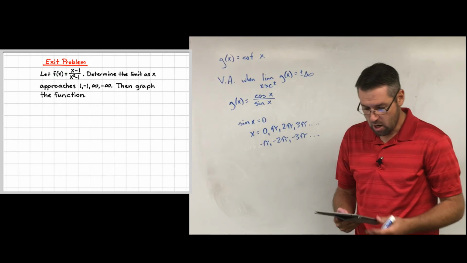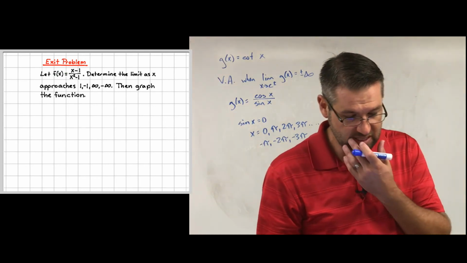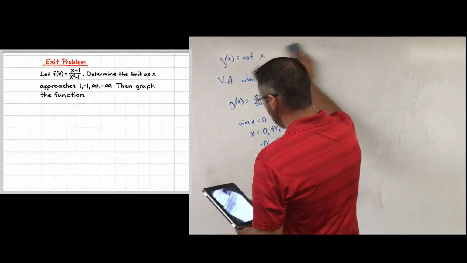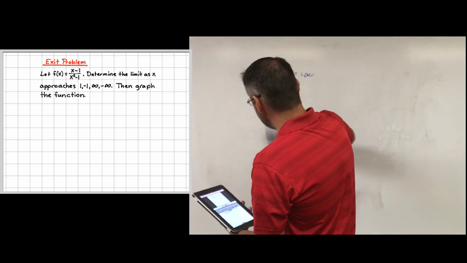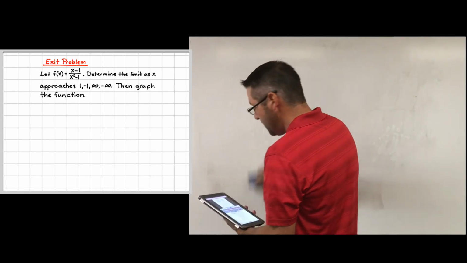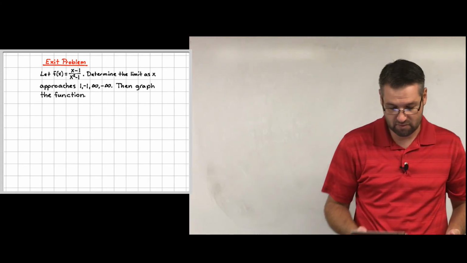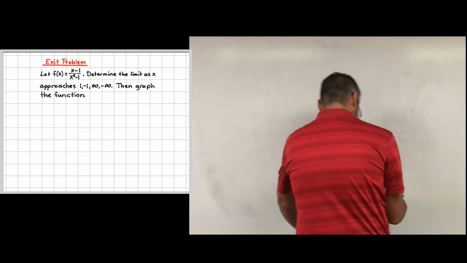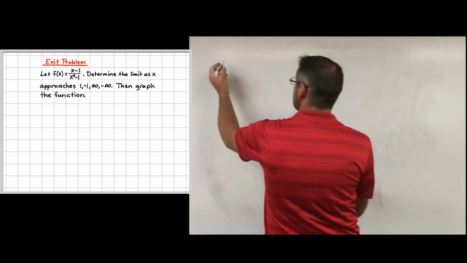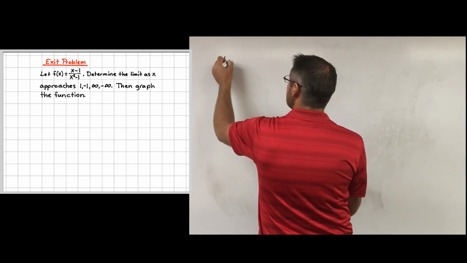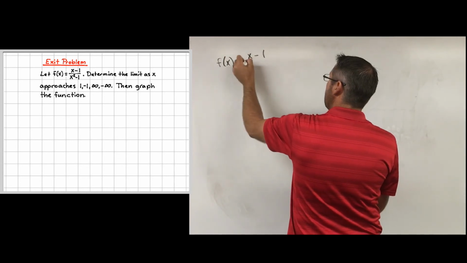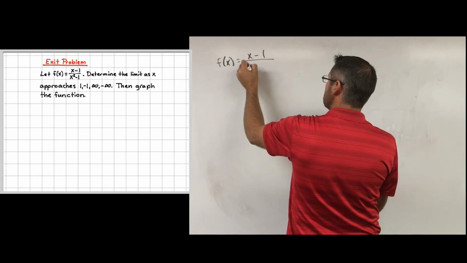All right, last problem, it says let f of x equal x minus 1 over x squared minus 1, and we want to determine the limit as x approaches 1, negative 1, infinity, and negative infinity, and then we want to graph the function. So you guys go ahead and try this, and then come back and let's see how you did. All right, we got f of x equals x minus 1 over x squared minus 1.